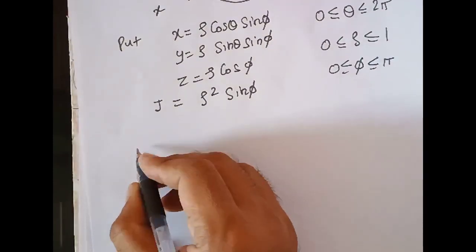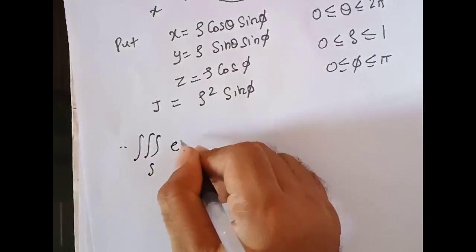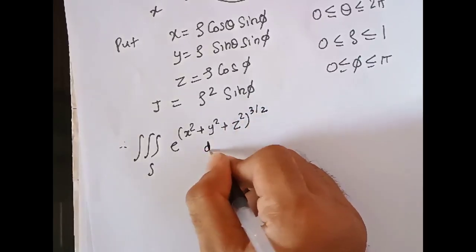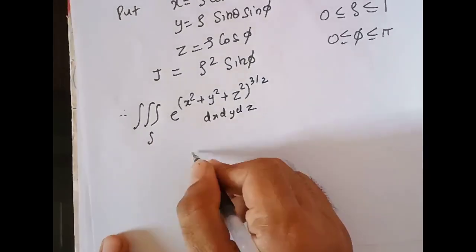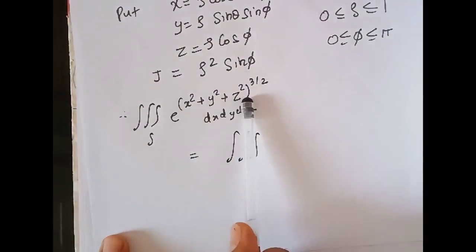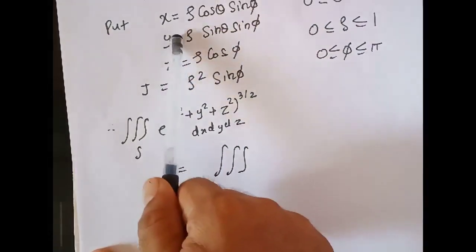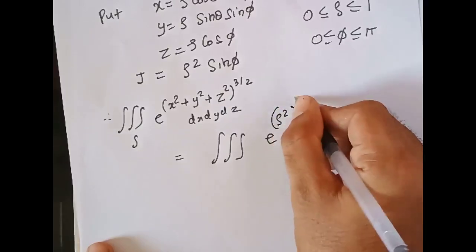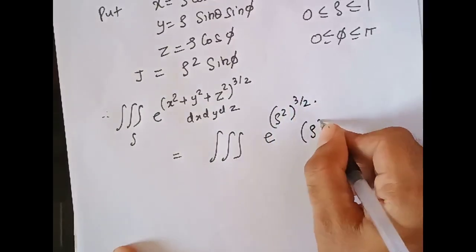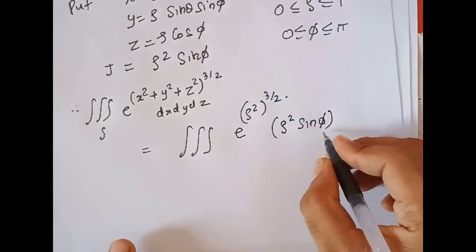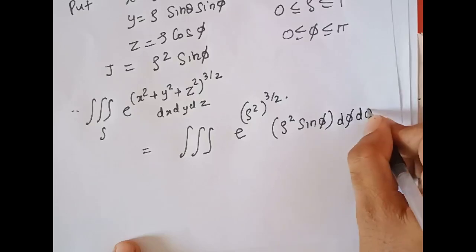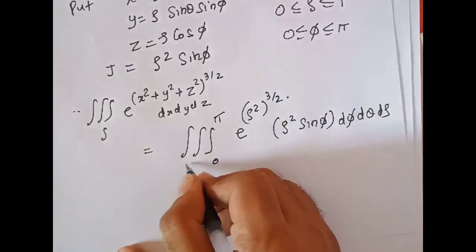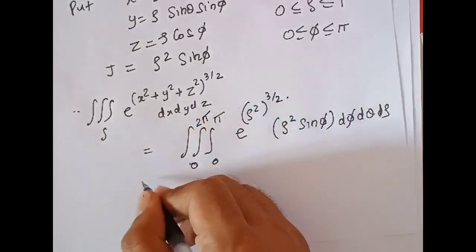Now doing the change of variable, the triple integral of e raised to (x square plus y square plus z square) raised to 3 by 2 dx dy dz will now become equal to a triple integral. x square plus y square plus z square gives us rho square, so e raised to (rho square) raised to 3 by 2, into the Jacobian, that is rho square sine phi. We can take any order of angles, so we will take d phi, d theta, d rho to tackle it easily. Phi is from 0 to pi, theta is from 0 to 2 pi, and rho is from 0 to 1.